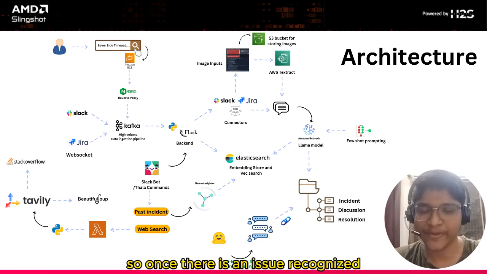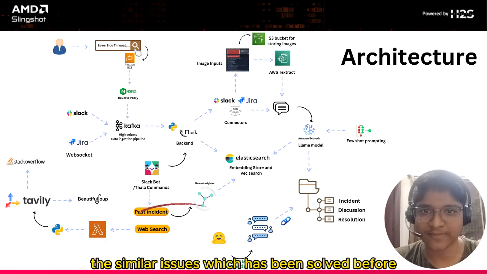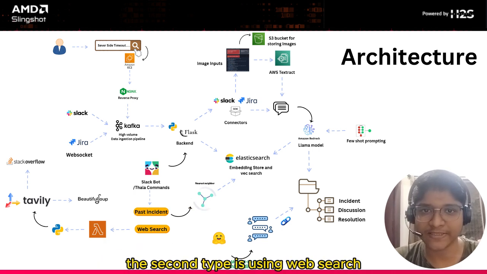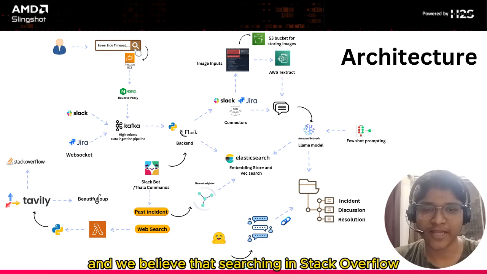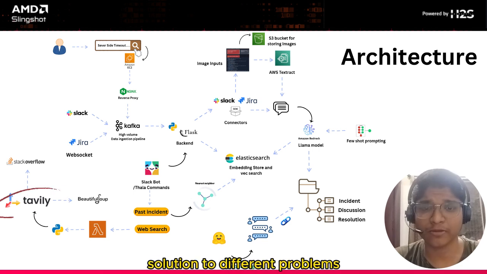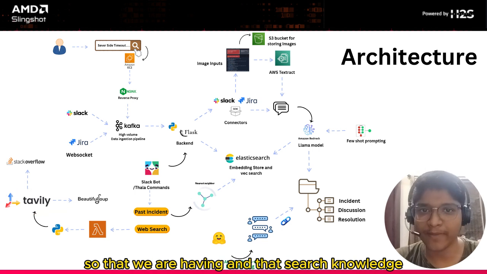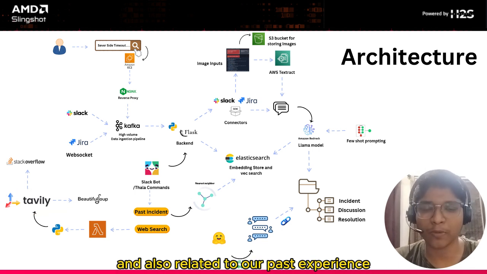So once there is an issue recognized, we can solve it in three ways. One is via the past incident, in which Elasticsearch returns the similar issues which have been solved before, along with the issue and the resolution. The second is using web search. Web search uses the problem and searches different websites. And we believe that searching in Stack Overflow gives us the maximum amount of accurate answers because Stack Overflow can provide us with solutions to different technical problems. And the third option is to combine both methods so that we have web search knowledge and also knowledge related to our past incidents to provide us a better result.